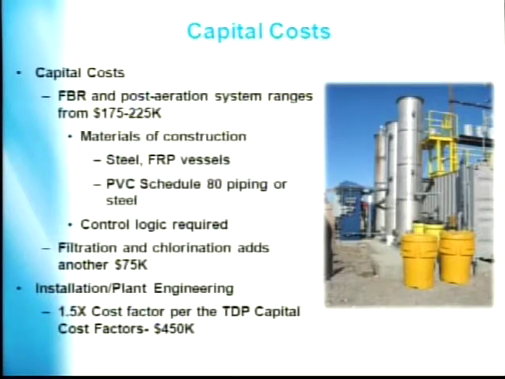and treating at 50 GPM down to, in this case, non-detect for nitrate. Materials of construction can be steel, can be FRP vessels, and it depends if you want to do PVC Schedule 80 piping or coated steel. It just depends on what you're looking for, how your costs are all associated there, and what control logic is required or necessary. And then the filtration and chlorination for this type of system can add another $75,000.